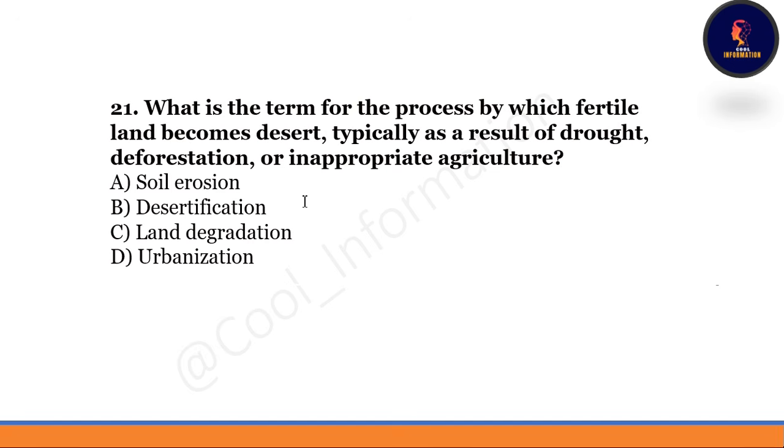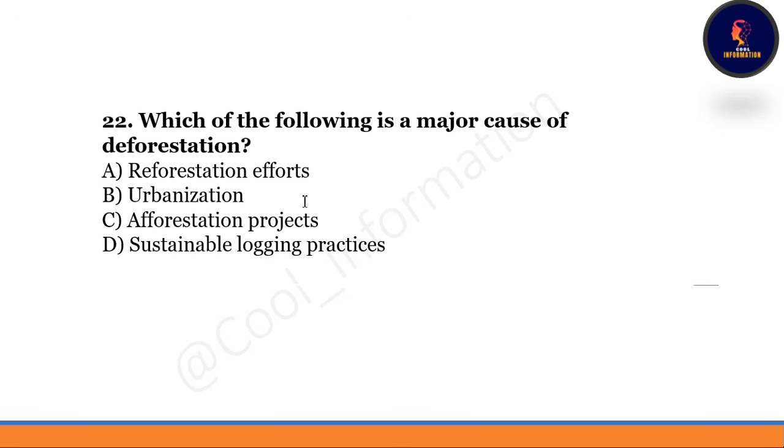Next question. What is the term for the process by which fertile land becomes desert, typically as a result of drought, deforestation, or inappropriate agriculture? So the term is desertification. Option B is correct.